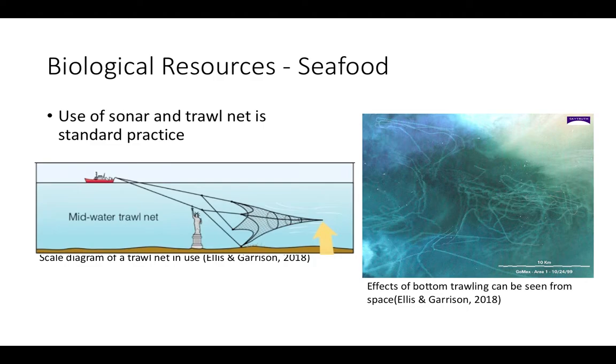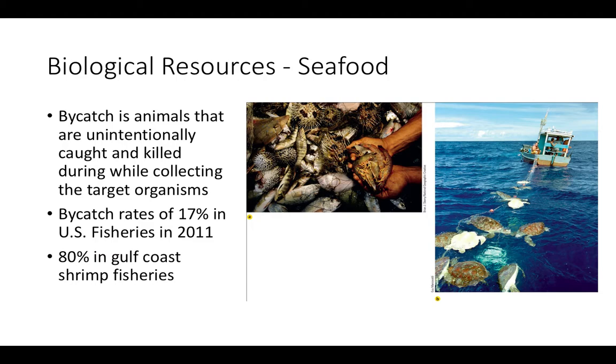So that leads me to the next downside of these trawl nets, something called bycatch. And this is all the stuff that they didn't mean to catch. A formal definition is that bycatch is animals that are unintentionally caught and killed while collecting the target organisms. Unfortunately, that process of extracting them from the ocean usually causes them to die.